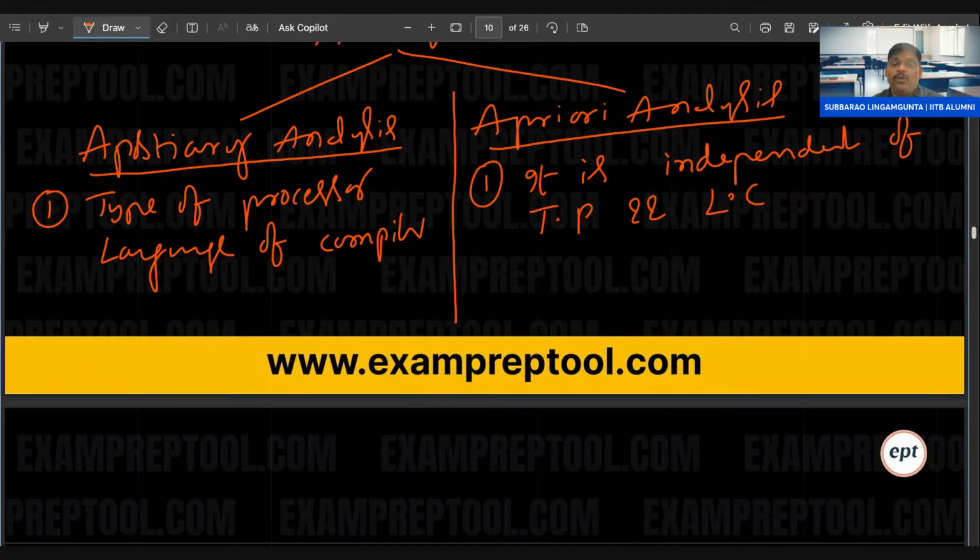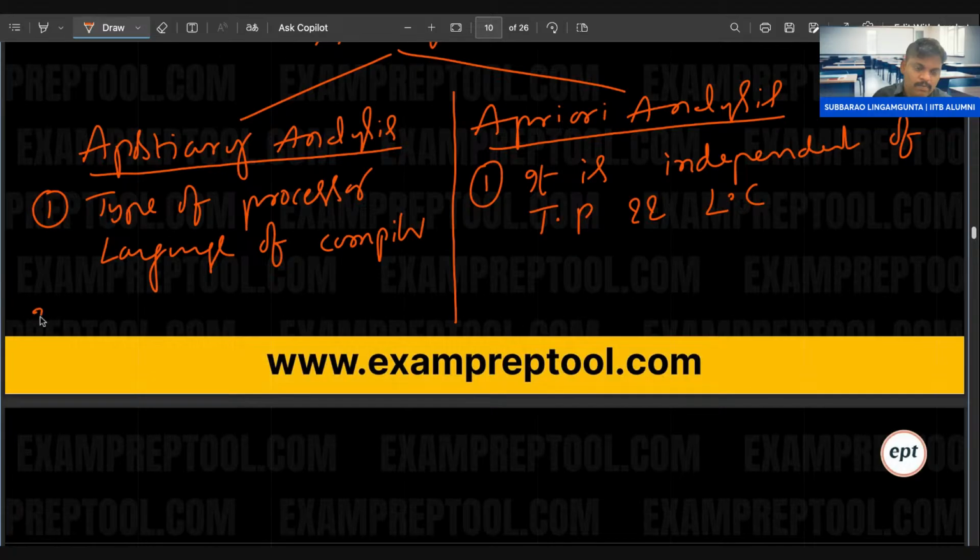Next one, you have to compile also. Compilation time is based on what type of compiler you are using. A compiler is software. To write the compiler, if you use a slow language, compile time is more; if you use a faster language, compile time is less. So time complexity is based on the language of the compiler and type of processor. If you depend on these two, that is called posterior analysis. If you don't depend on these two, that is called priori analysis.